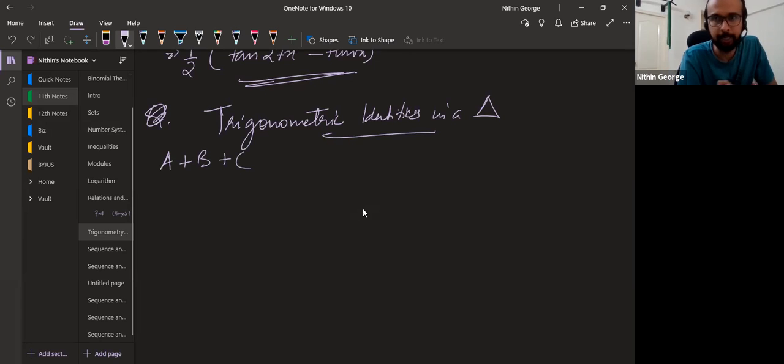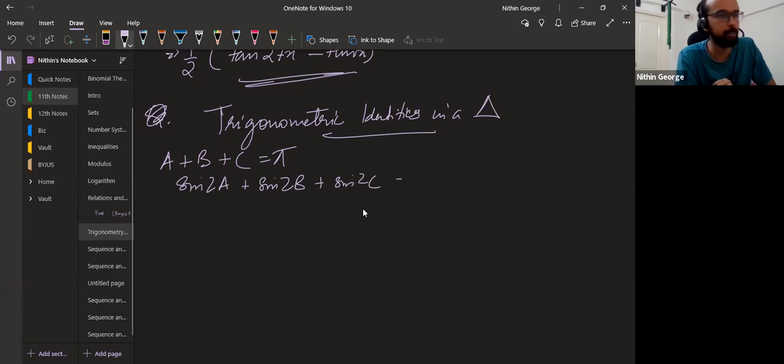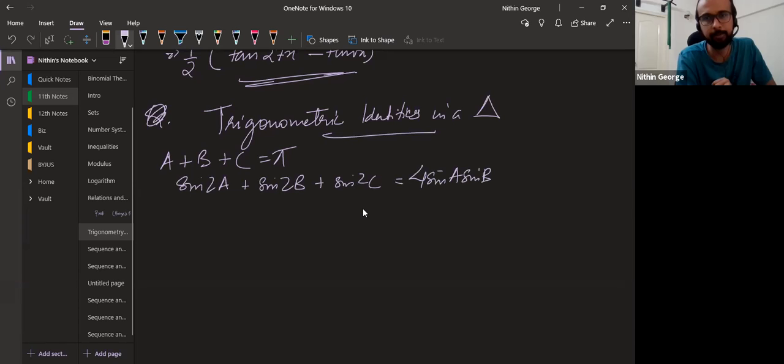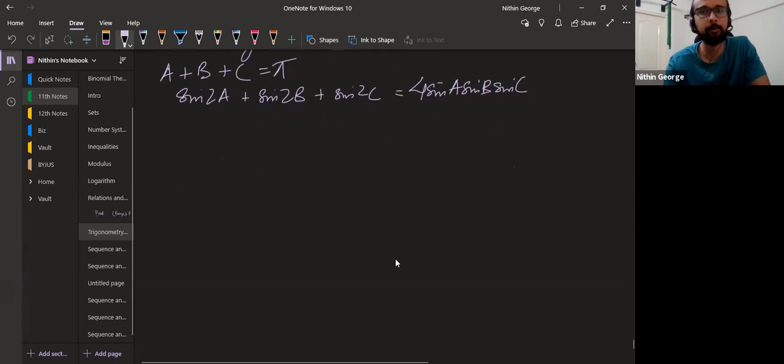So A, B, and C are angles of a triangle. You need to prove that sine 2A plus sine 2B plus sine 2C equals 4 sine A sine B sine C. All right, so this is your task. A, B, C are the angles of a triangle, which means A plus B plus C will be 180 degrees or pi radian. You have to prove that sine 2A plus sine 2B plus sine 2C equals 4 sine A sine B sine C. Okay, let's begin.